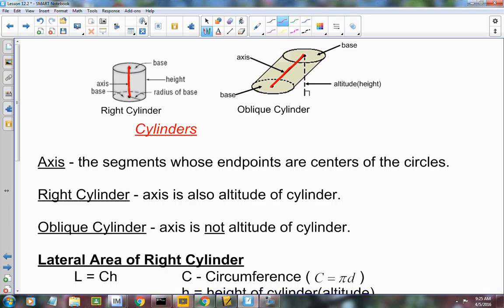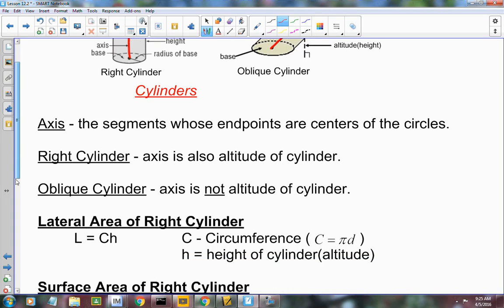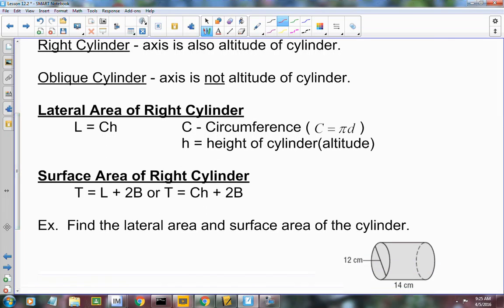All right. So, the lateral area for a cylinder is the circumference times the height. And remember, circumference is pi times the diameter. And then the height is the height of the cylinder. The total surface area is just like that for a prism, the lateral plus 2 times the area of the base. Now, you can be a little bit more specific.